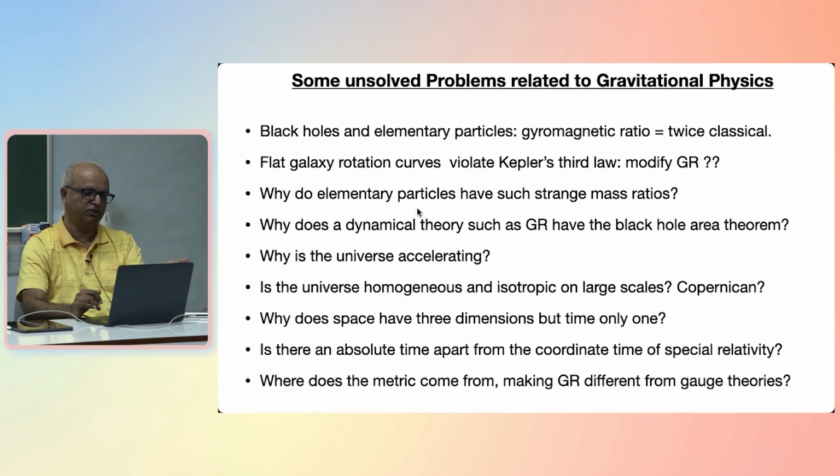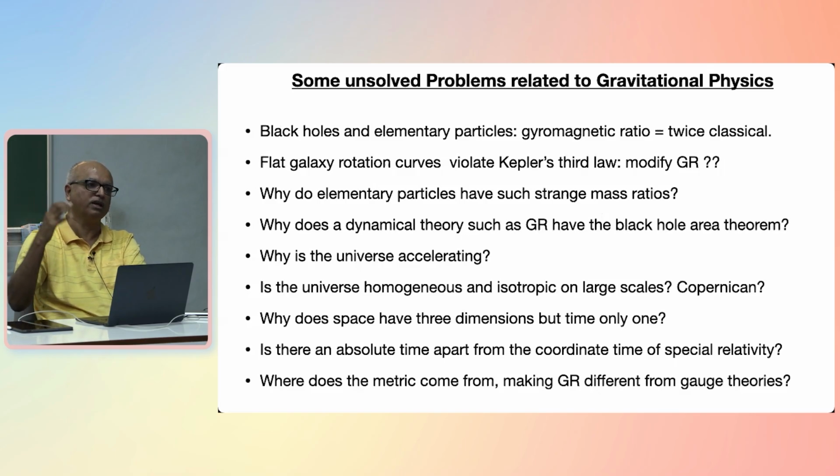Third point I just raised: why do elementary particles have such strange mass ratios? The charge ratios are very simple. Neutrino 0, down quark 1/3, up quark 2/3, electron 1, in units of electron charge: 0, 1/3, 2/3, 1. And it's the same for all 3 generations. Muon also 1, tau also. The electric charge ratios are very simple, but the mass ratios are not simple.